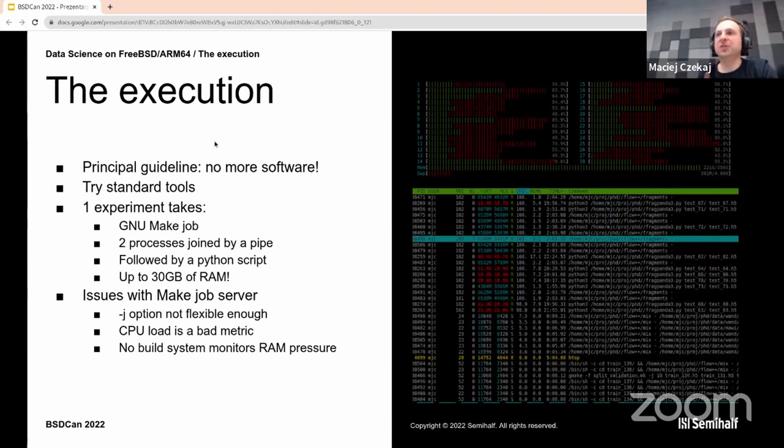How about the execution? After having such a hassle with the Python stack, my principal guideline was no more software, no more installing, and trying to use as many standard tools as possible. So I basically use a makefile as my data pipeline system. A makefile should be fine for that.